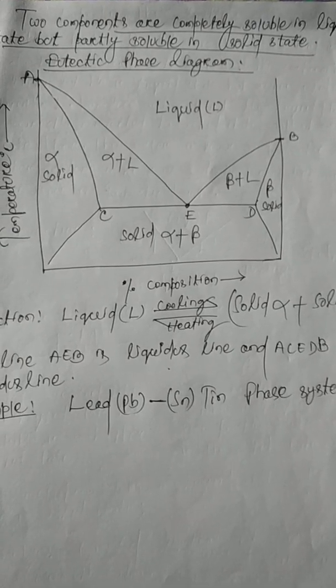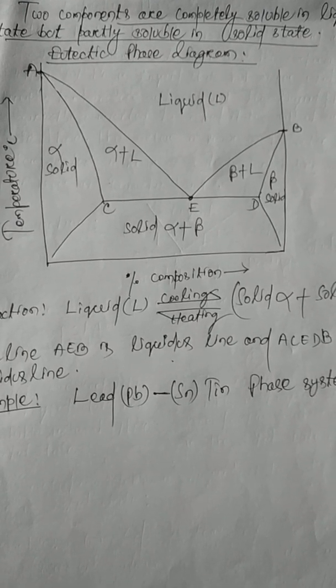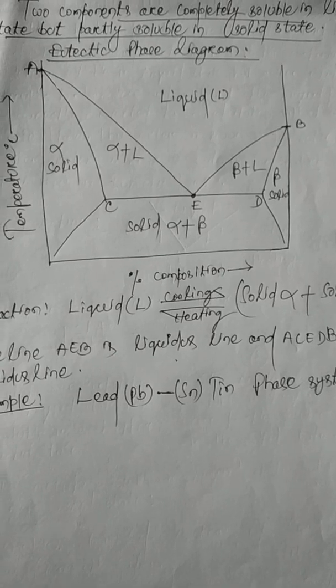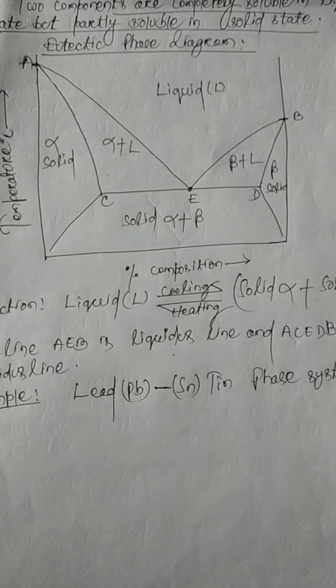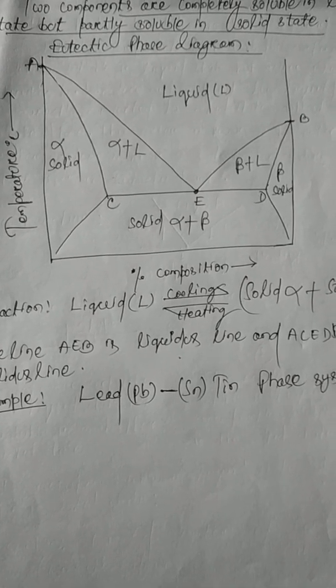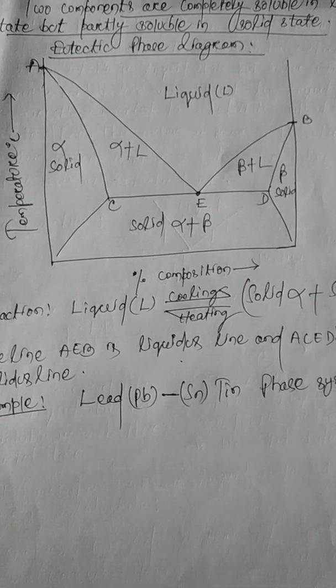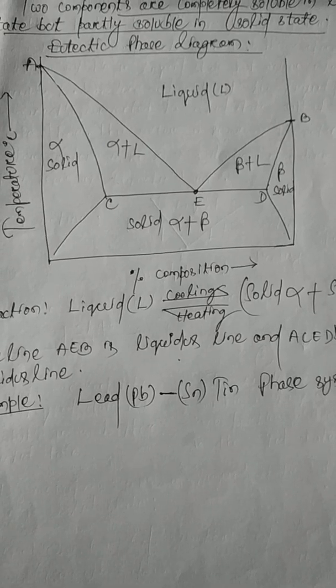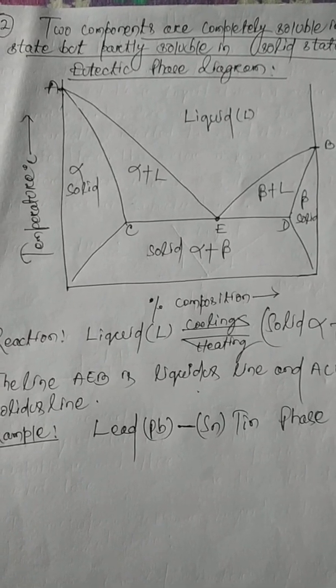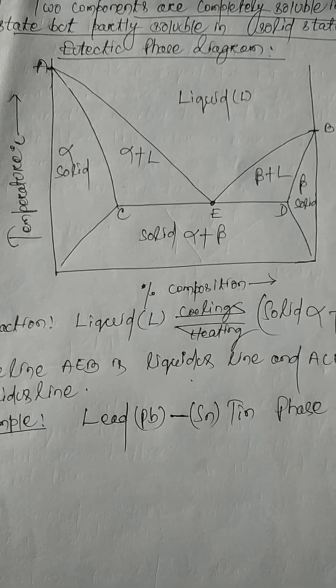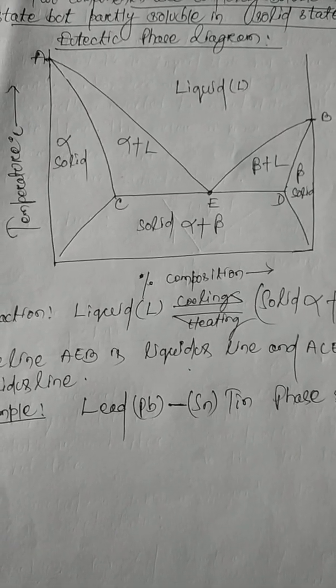Okay, good morning, guys. Already we discussed the eutectic system and its classification. In the first classification, we discussed that both these components are soluble in the liquid state. When we solidify, the two components are insoluble in the solid state.